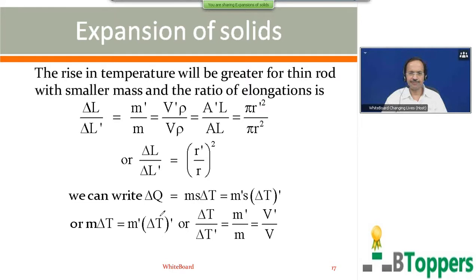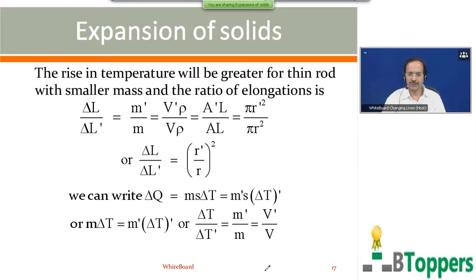So I have shown the working for the increase in volume expansion also. We can write delta Q equal to m s delta T for the first rod, m dash s delta T dash for the second rod. The specific heat S is the same for both the rods. So M into delta T equal to M dash into delta T dash. Delta T is the increase in temperature for the first rod of mass M, delta T dash is the increase in temperature for the second rod of mass M dash. So delta T by delta T dash equal to M dash by M. M dash by M we can write as V dash by V here. Those who want to copy the working, please pause and copy the working.